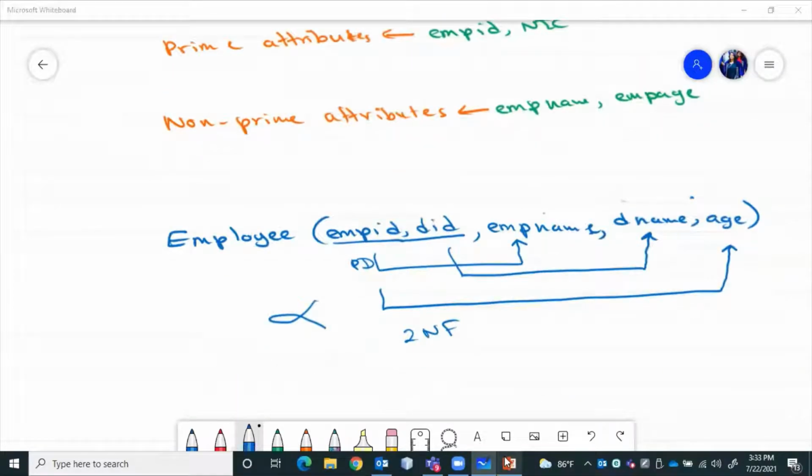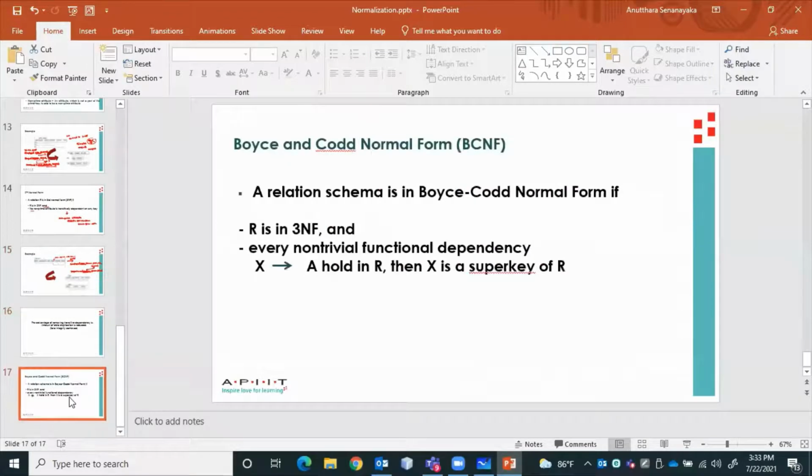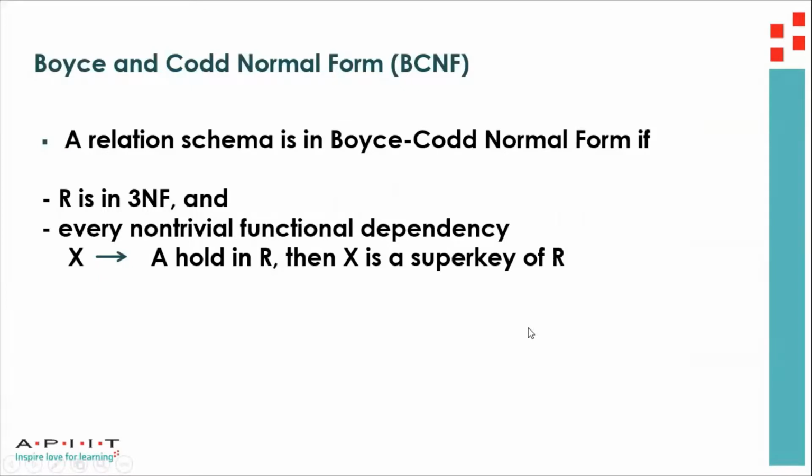So Boyce-Codd is not a very big thing. If you have done all the normalization rules, that means if you have done up to the third normal form, then automatically you have achieved the Boyce-Codd normal form. It says here, let's read this. If a relation is in Boyce-Codd normal form, it definitely should satisfy 3NF. And every non-trivial functional dependency, say A depending on X, holding in R, then X should be a super key of R.